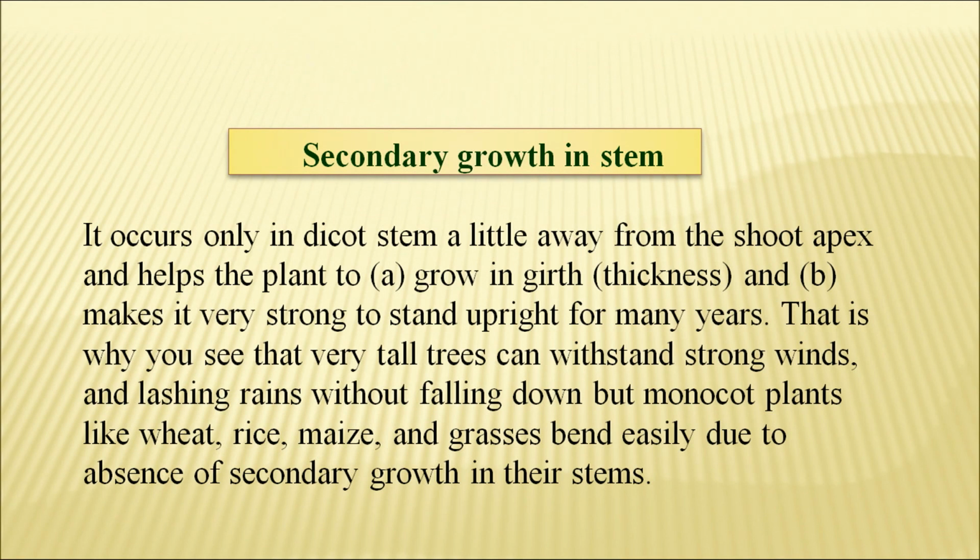But monocot plants like wheat, rice, maize and grasses get easily washed off because there is no secondary growth in their stems. So, you get to hear that if there is heavy rain in the wheat crop, then there is a lot of loss happening and farmers are really suffering that loss, because monocots have weak stems and they fall down because of the rains, hence this loss.